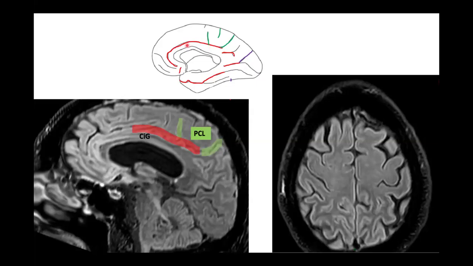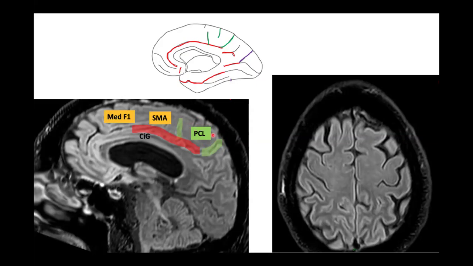The cingulate sulcus has two branches. This one posteriorly is called the marginal branch, and this one has the same name as this area: paracentral. So this is the paracentral branch, and this is the paracentral lobule.